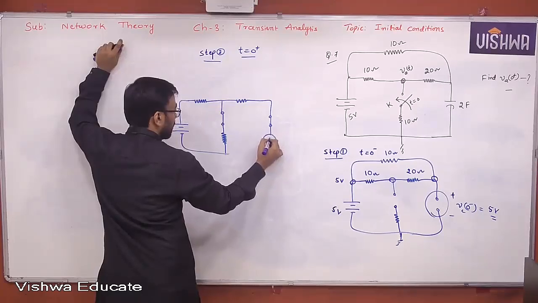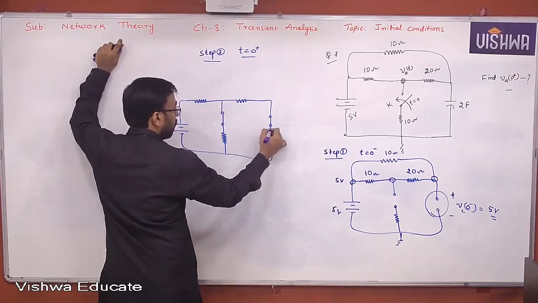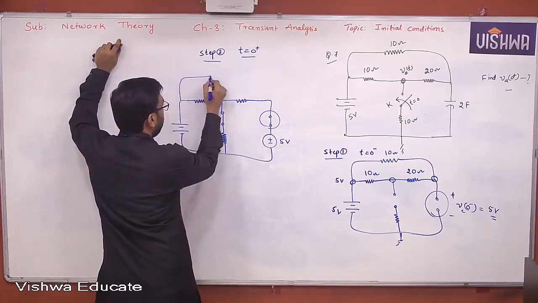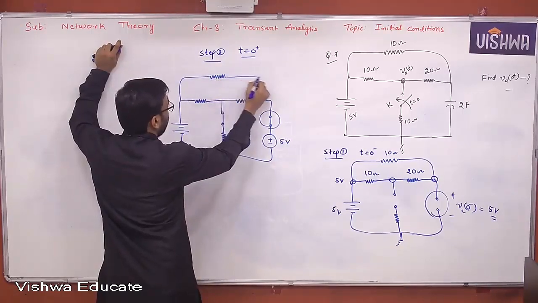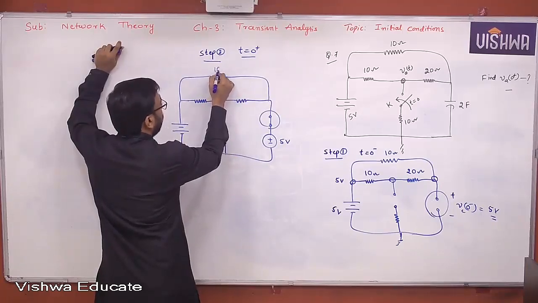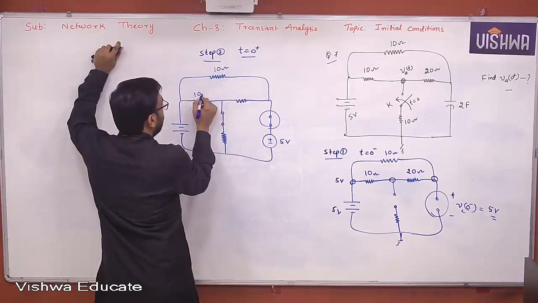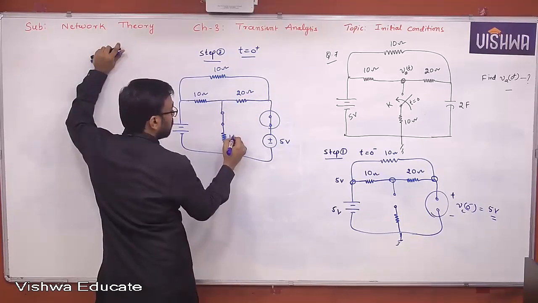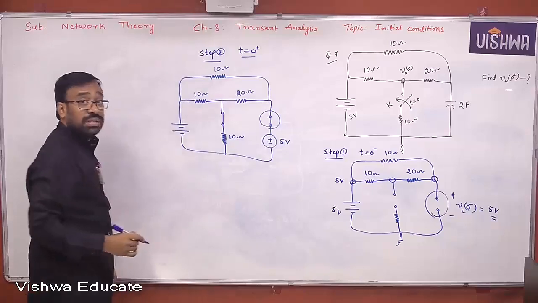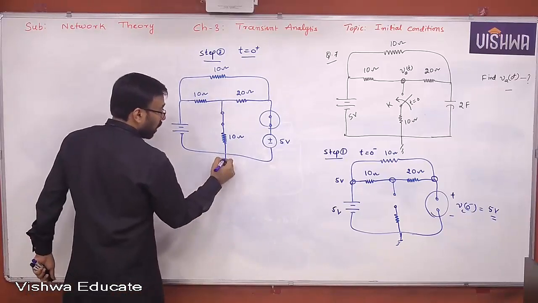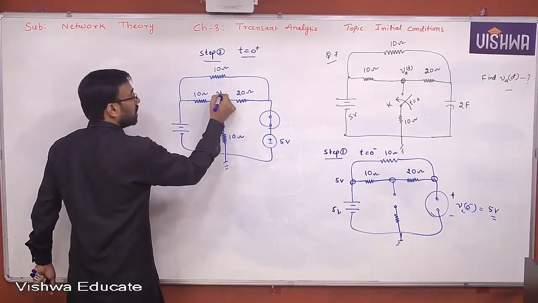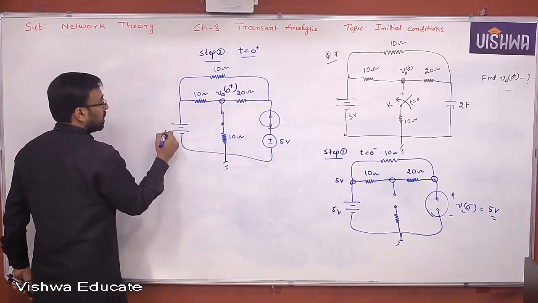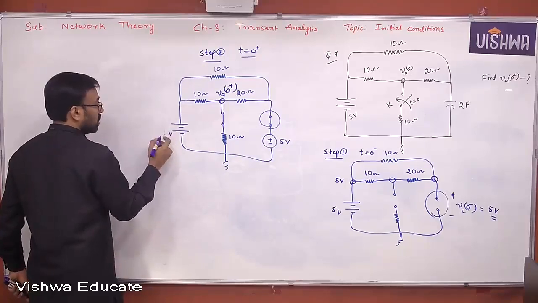Voltage source with a series capacitor model. Yes or no? This is 5 volts. 10 ohm, 10 ohm, 20 ohm. What about this? 10 ohm. You understand? Now, what do you want actually here? This is VA. But since it is at t equal to 0 plus, I can say VA of 0 plus. This is 5 volts. Okay, this is 5 volts.